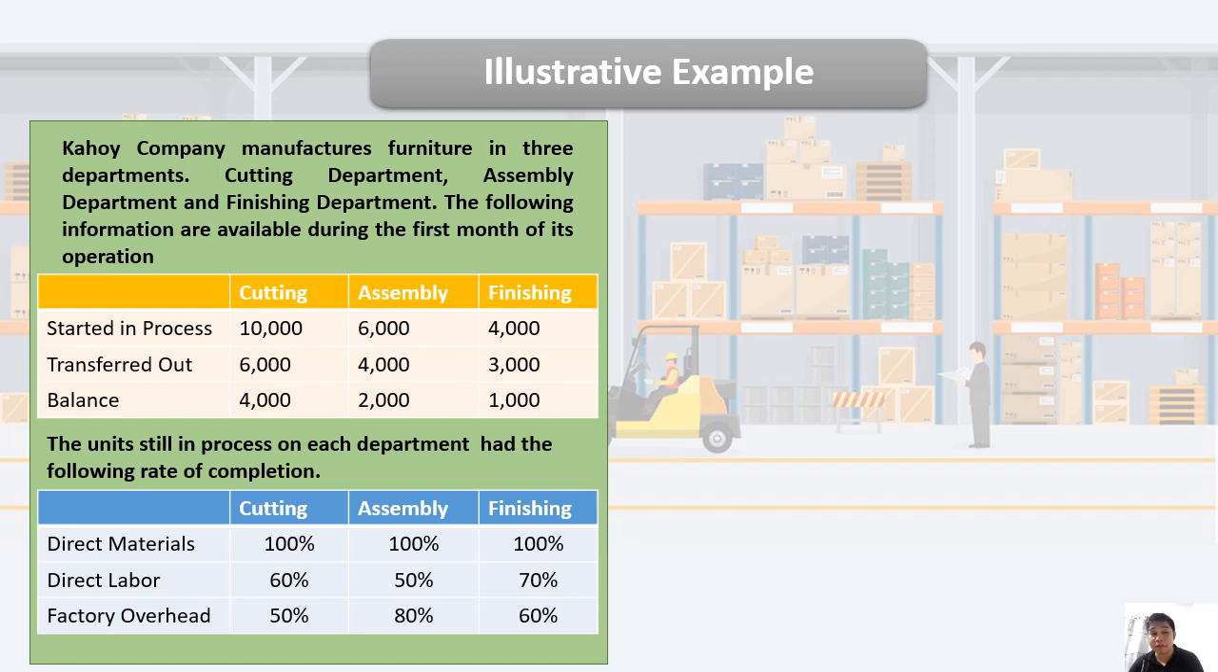Then for the assembly department, the direct materials is also 100% done. What is lacking is the direct labor, which is 50% done, and factory overhead is 80% done. For the finishing department, direct materials is 100% done, direct labor is 70% done, and factory overhead is 60% done.